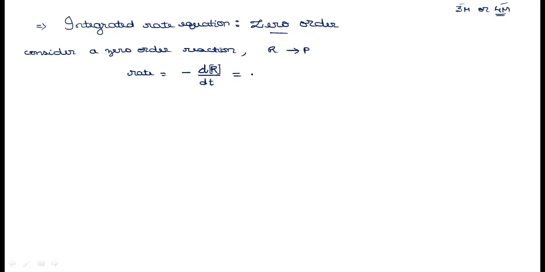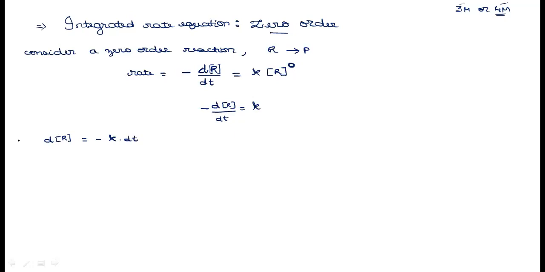So rate R is equal to K into concentration of reactant to the power 0, as it is a zero order reaction. It is minus dR divided by dt is equal to K, since concentration of R to the power 0 is 1, hence it is K. Now we'll rearrange the terms here. We'll multiply the negative sign on both sides and send the denominator dt towards the right hand side. So that will become minus K dt.